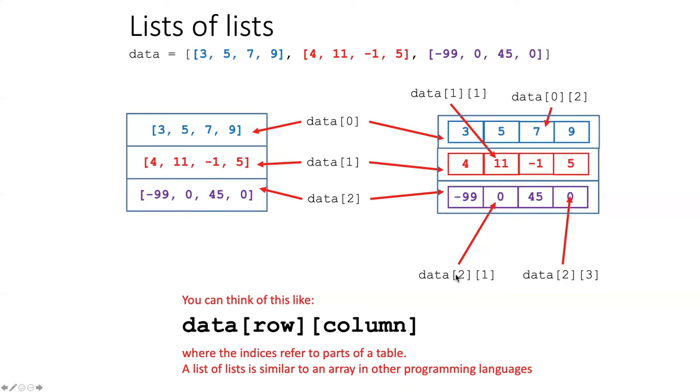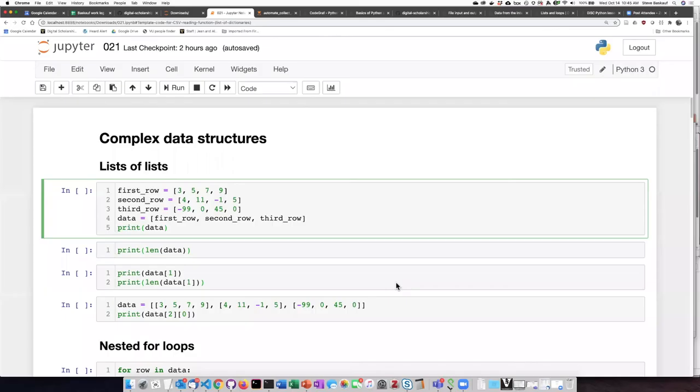The first index number refers to the row. The second index number refers to the columns numbering from 0. So what we've done is created a two-dimensional data structure that's similar to two-dimensional data structures in other languages that we might call an array. Let's try creating this array in the ways that I showed in the slides.